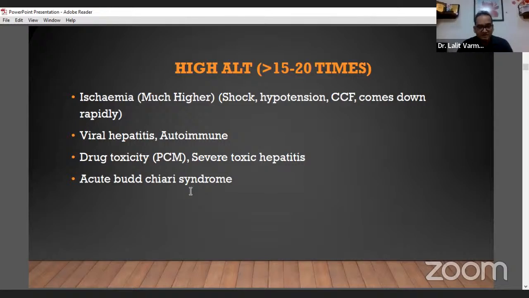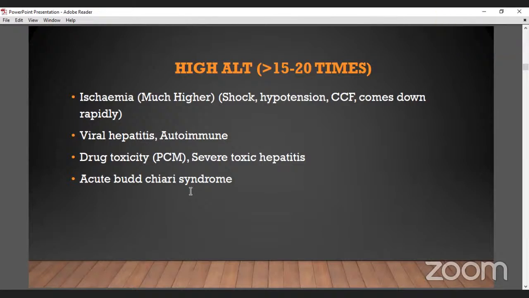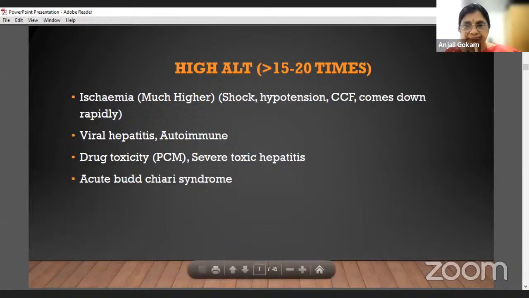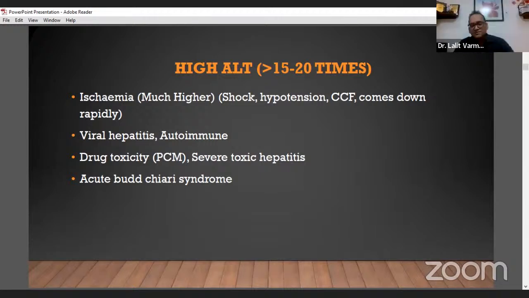Then we talk about drug toxicity, basically of paracetamol, and severe toxic hepatitis. When you talk about severe toxic hepatitis, I think Dr. Girish pointed out some toxins. Can we know of some toxins which really are the culprit here? Anybody knows of any food or chemicals? Copper. Sorry, he said copper. Copper is one. Yeah, copper will cause it, but it's a slow toxin.